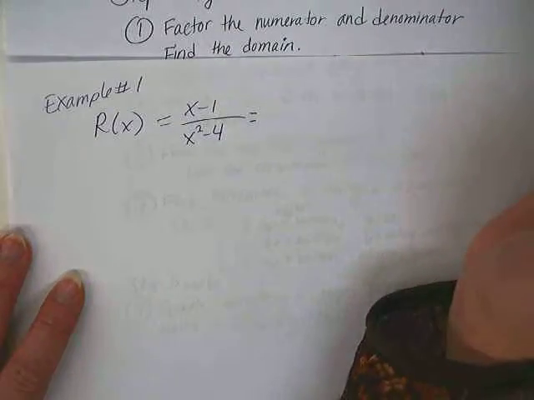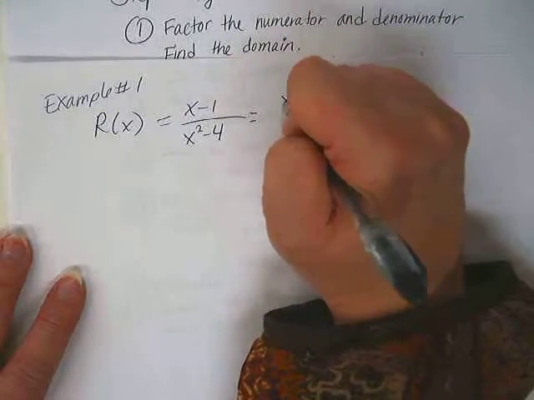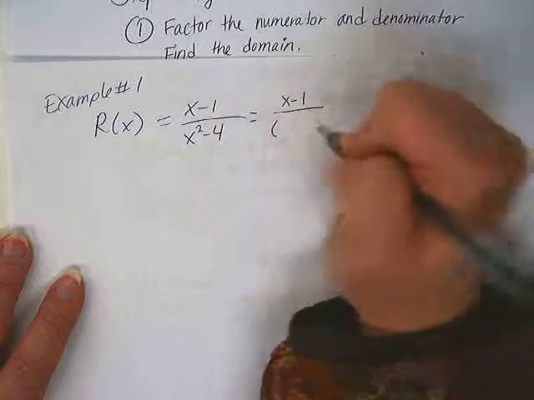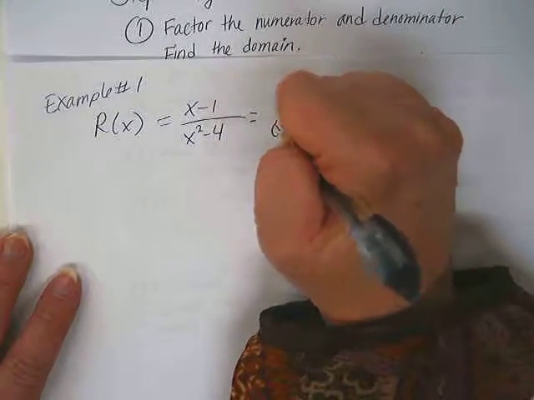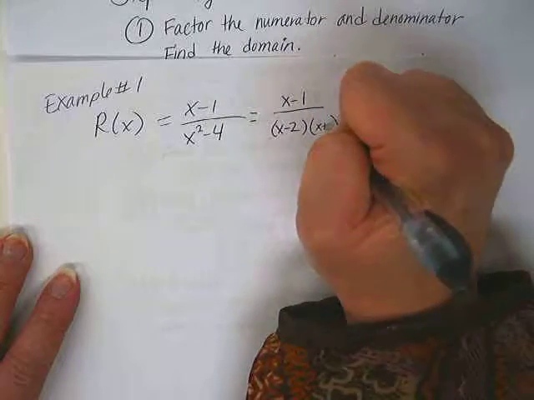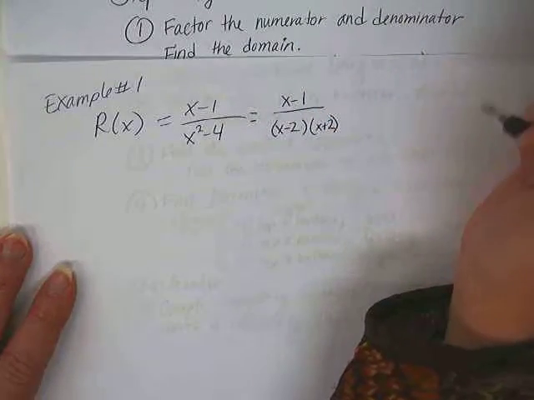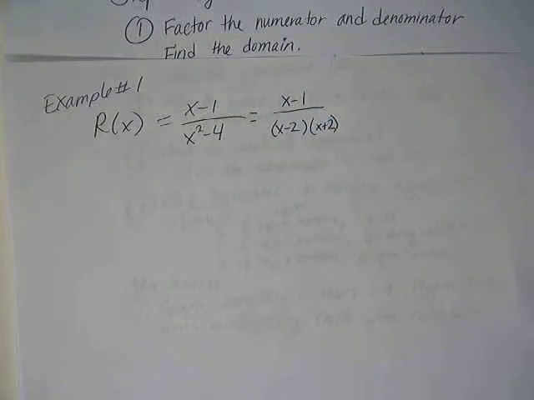Is the numerator already factored? Yeah, so we have x minus 1 on the top, and then on the bottom, what are the factors going to be? x minus 2, x plus 2. Okay, now how do we find the domain? What's the domain?